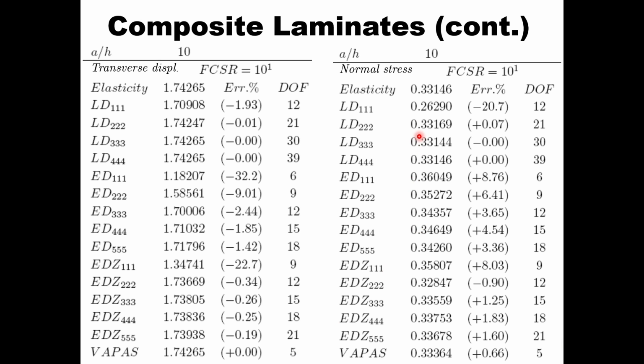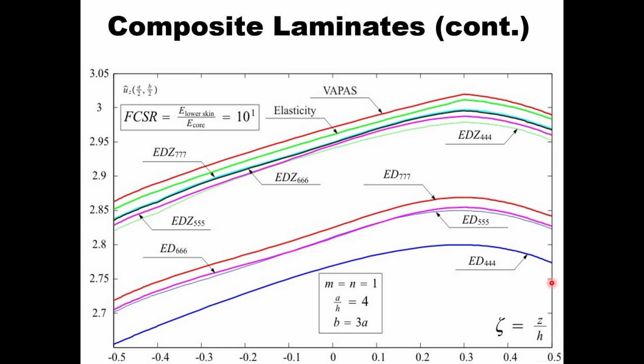If we want to recover stresses, same kind of thing. Even the best zigzag theory is not as good as VAPAS, and the best zigzag theory has twice the degrees of freedom. And these are highlighted here for your convenience so that you can see that the results here are truly excellent. Here is another way of displaying the results, and you can see that the closest results to the full 3D elasticity results are those from VAPAS, and they're better than any of the other approaches that are displayed here.